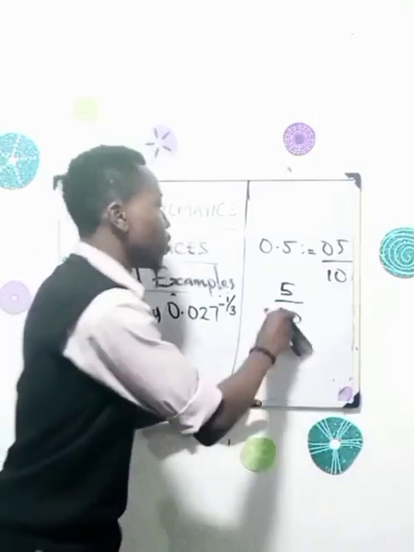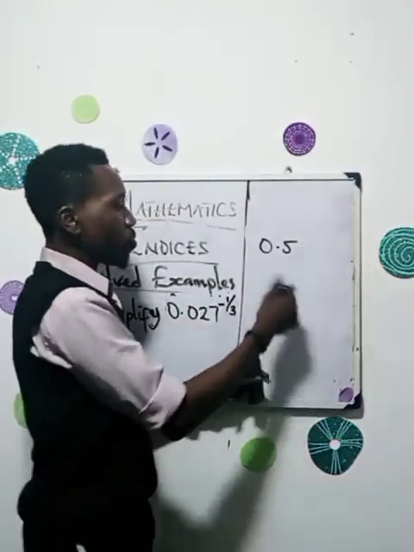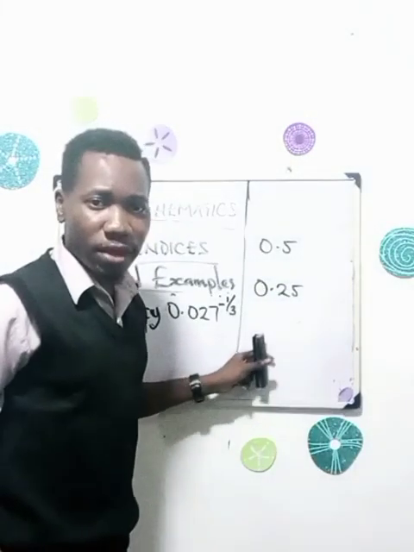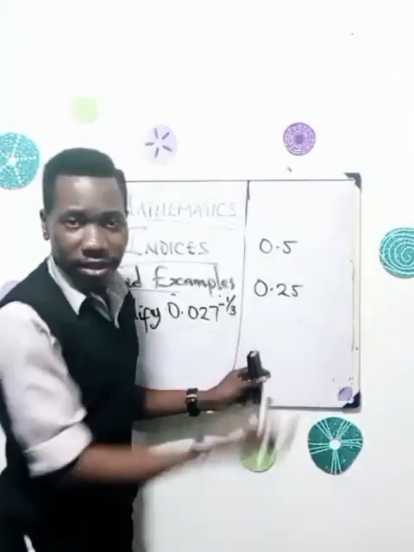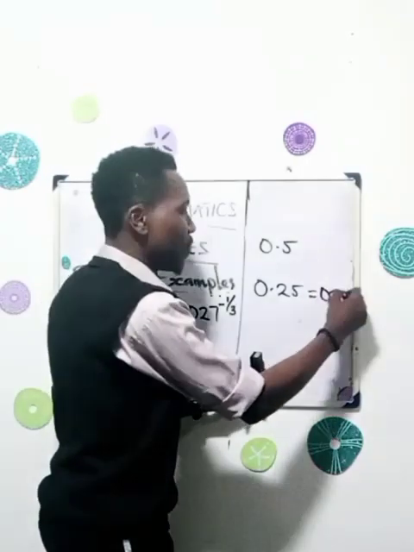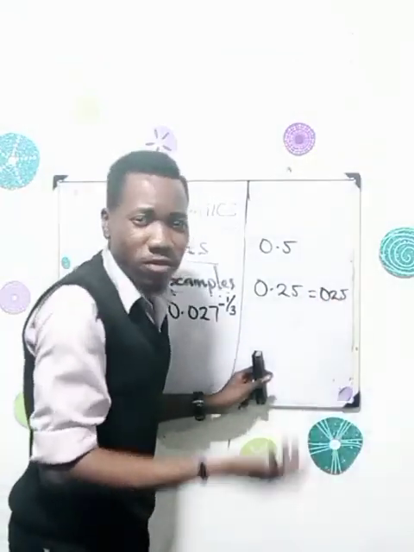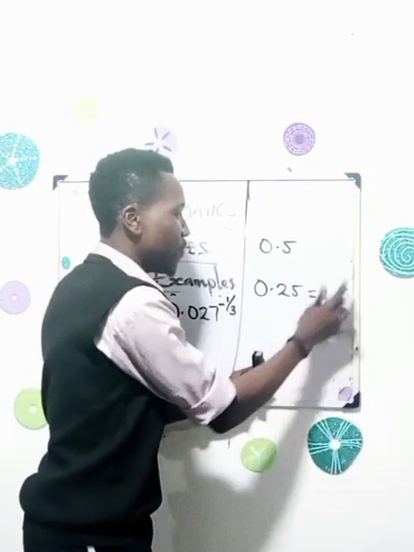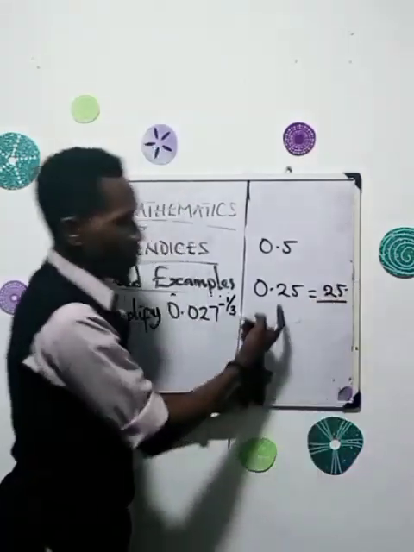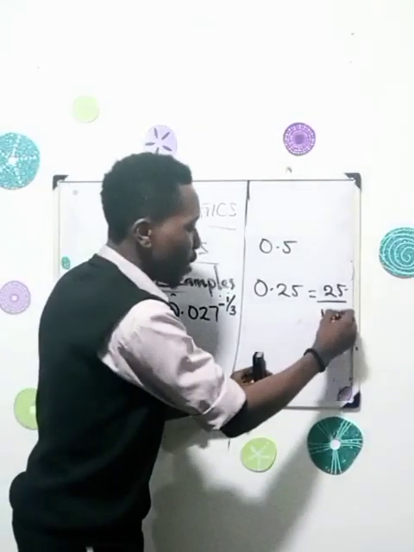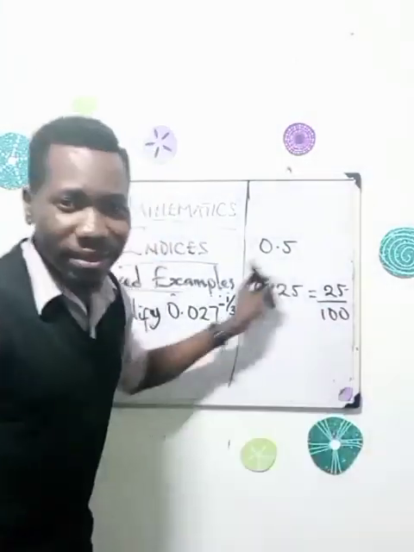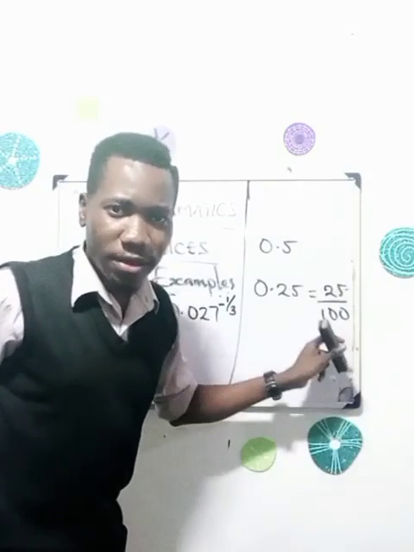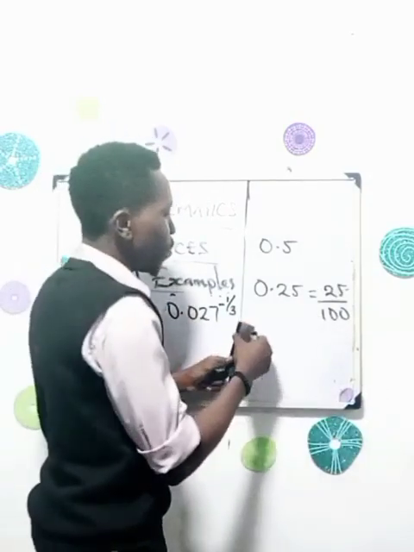Another example, if you have 0.25 and you're told to express in fraction, so remove the decimal point. What are you having? 25. So that's 25 over, I have 2 decimal places, so I'm going to have 100, 2 zeros. This is 0.25 as a fraction, 25 over 100.